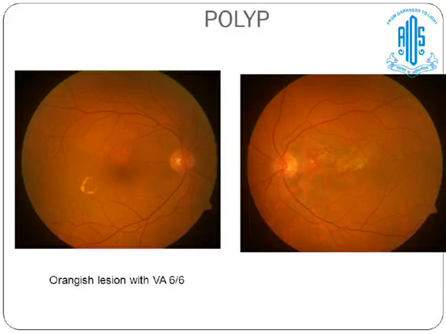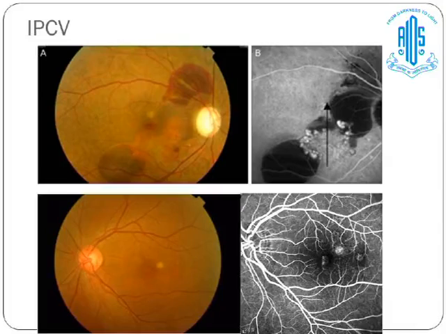Now, in PCV, this is a case where the right eye has a vision of 6/6 and the other eye has a macular scar. If we see carefully, we can see orangish lesions. If we do the angiography, there is a patchy hyperfluorescence which increases in the late phase. But for proper diagnosis, we need the ICG, which will be discussed later on.